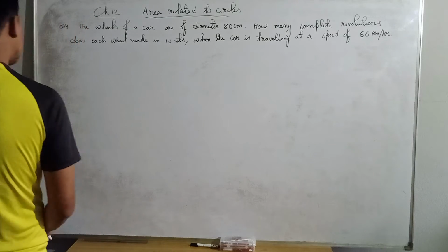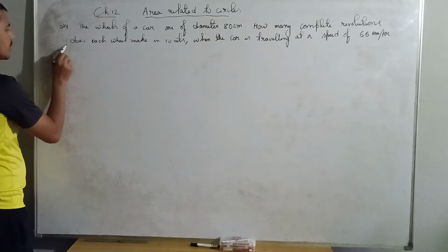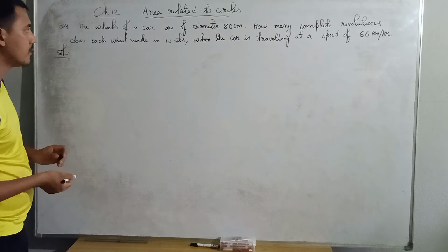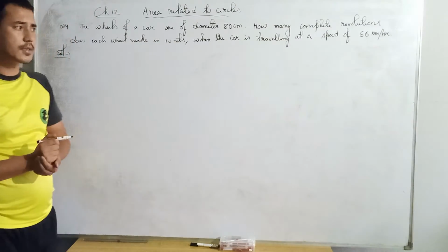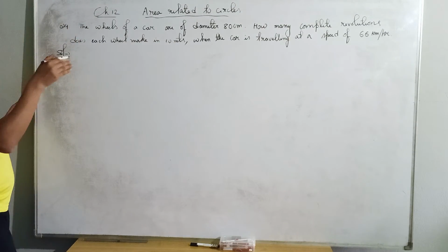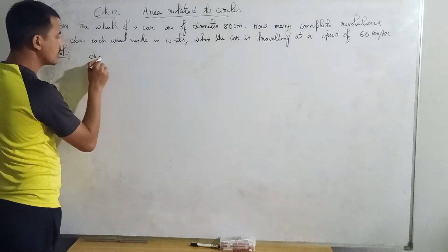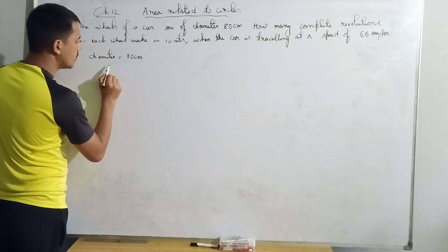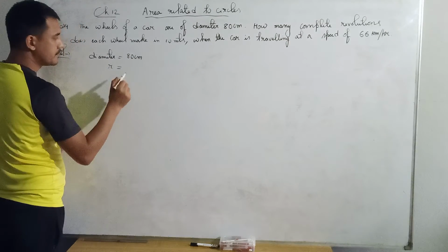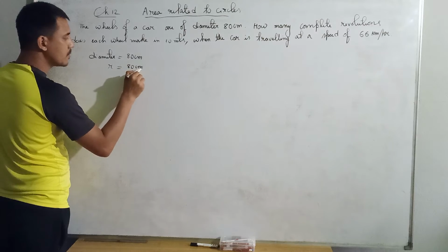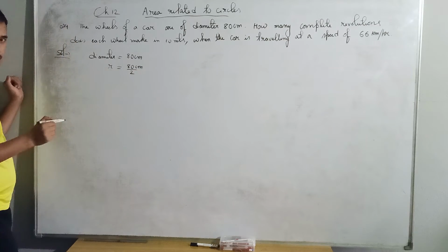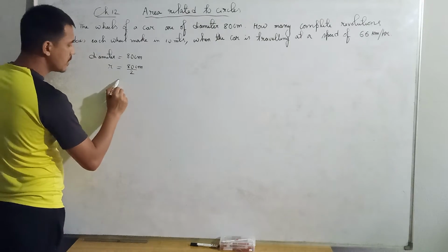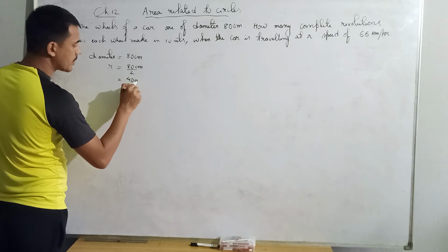Alright, in order to do this, let's write down. It's given that the wheels of a car are of diameter 80 centimeter each. Wheel of a car is a circle. So the diameter of the circle is given to be 80 centimeter. In order to find out the radius, diameter divided by 2 gives you the radius of the circle. So that is equal to 40 centimeter.